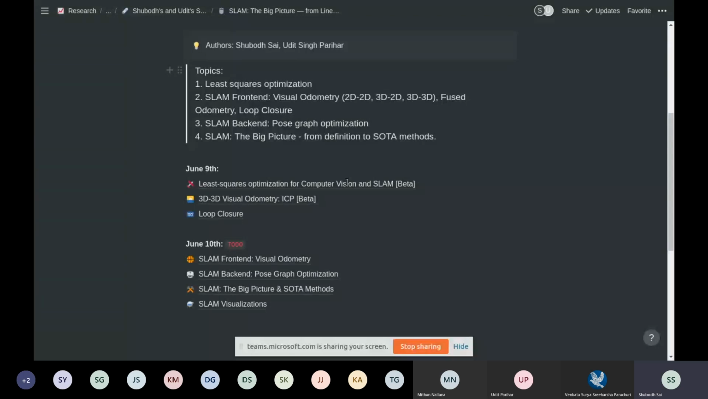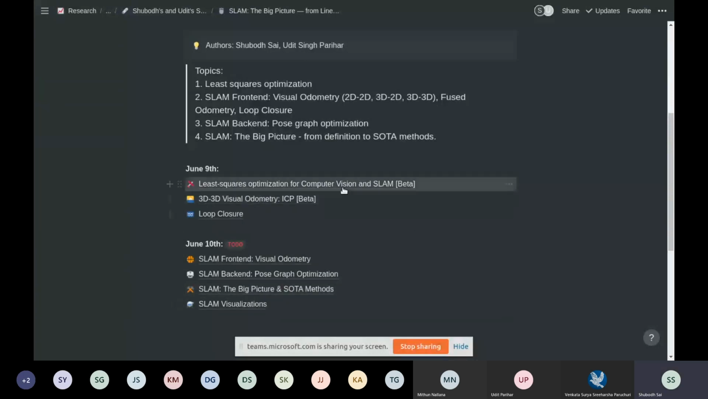Even in SLAM front end, we'll be only looking at it component-wise. SLAM backend, same, and then we'll visualize the whole thing. We'll visualize how, let's say, PnP connects in the SLAM pipeline, or where least squares optimization comes in. So you'll have to be patient till that part. Tomorrow, probably halfway through, we'll reach there.